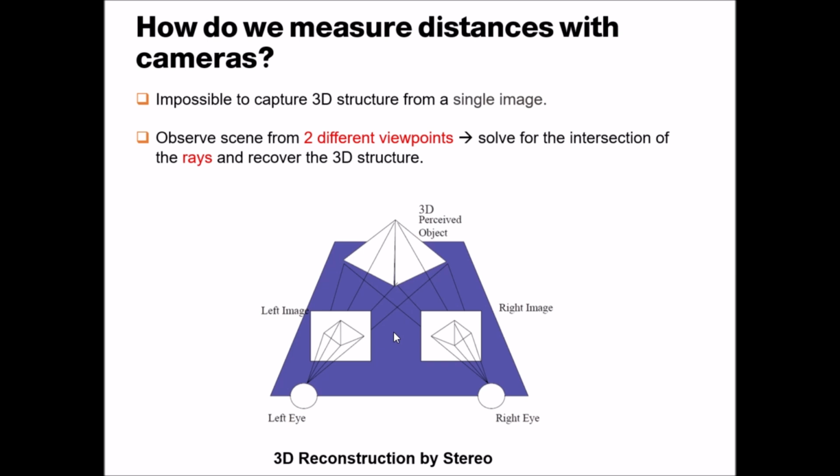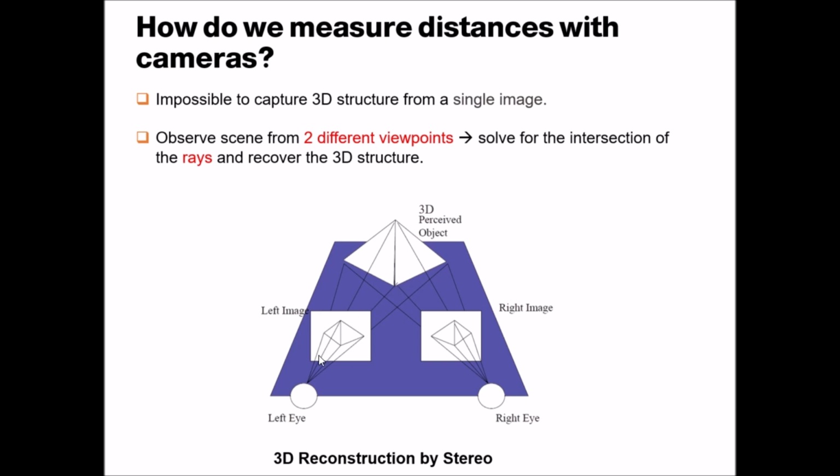So if you have two images, both of them in 2D, then you can create some 3D information. This we call 3D reconstruction by stereo. The observed 3D scene is seen from two different viewpoints, this viewpoint and this other viewpoint. From these two images, you can solve the intersection between them and recover the 3D structure.